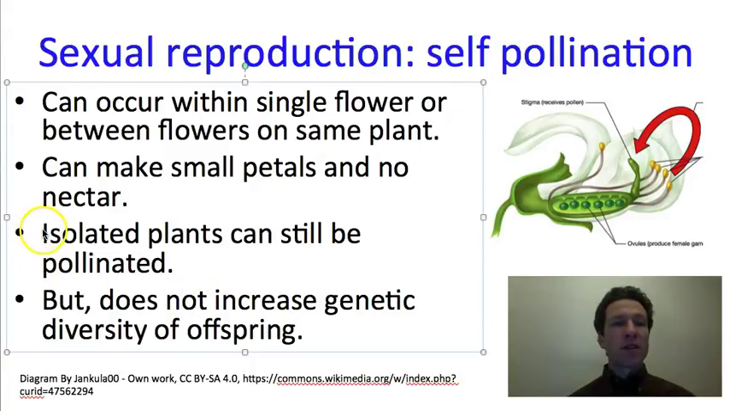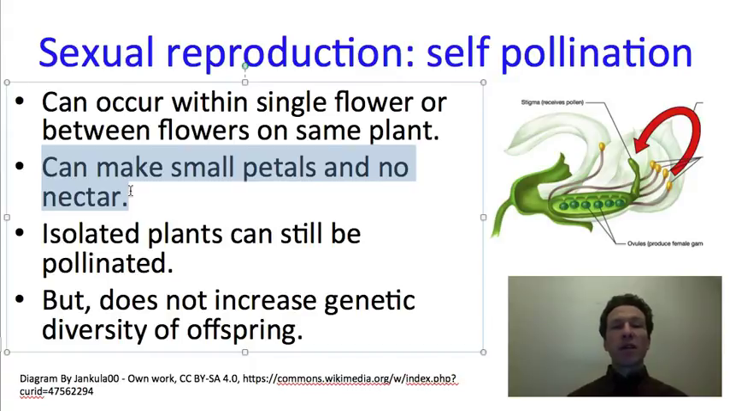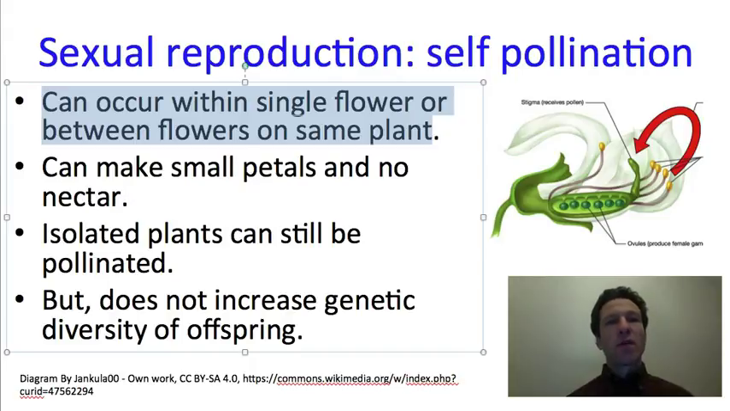But it's got some advantages. Isolated plants can still be pollinated if they can move pollen themselves, or if they get a pollinator that comes and moves pollen within a flower or between flowers on the same plant. And so this will not be as limiting as it is for outcrossing. Third, they can invest less in petals and nectar because it is less important to attract a lot of pollinators, and so they can save some energy and use it for other things. So just like sexual compared to asexual reproduction, there are advantages to cross-pollination and other advantages to self-pollination.